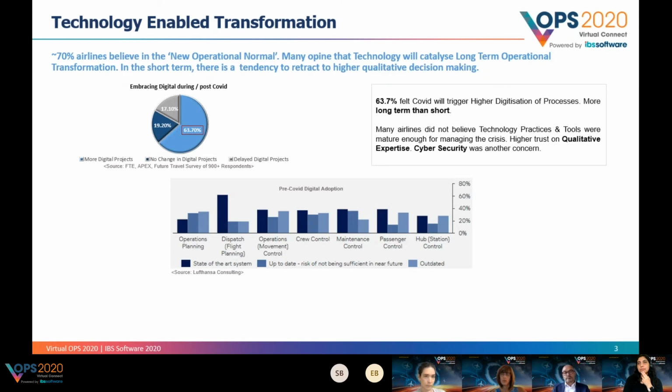Steve, what do you think? Working from home, and crew tracking from home, and ops controlling from home, and maintenance controlling from home, and duty managing from home?